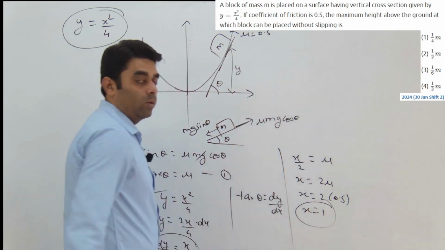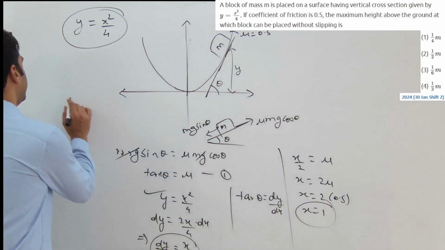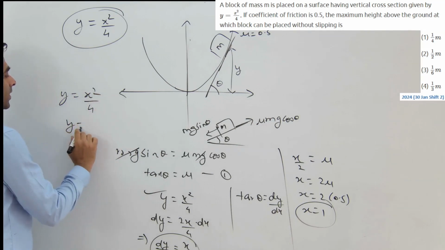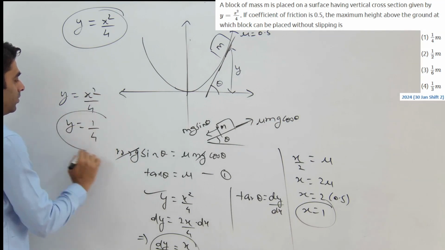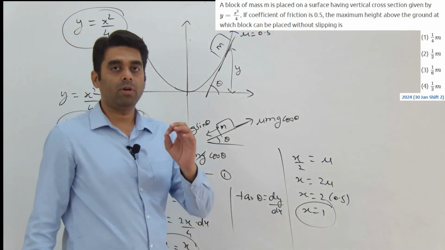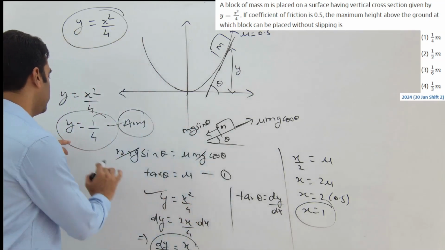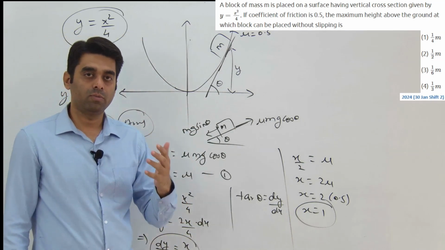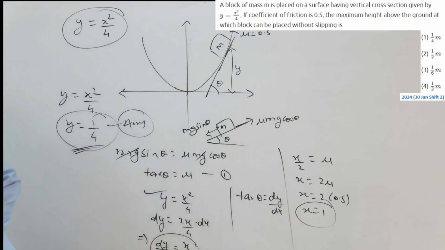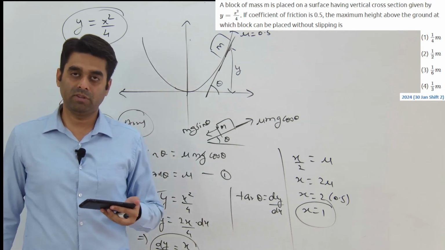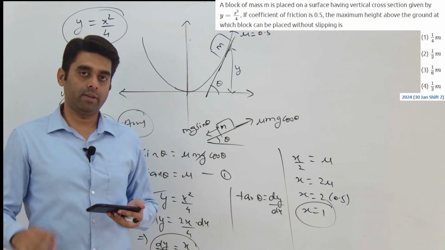We want to find out the height. We can do it. So what is it? y is equal to x square by 4. If the x value is 1, this will be 1 by 4. So the maximum height where the block will remain at rest is y equals 1 by 4. I hope the solution is clear. Let's move to the next question. Let's see the options also. Option number 1 will be the correct answer for this. Let's look at the next question.